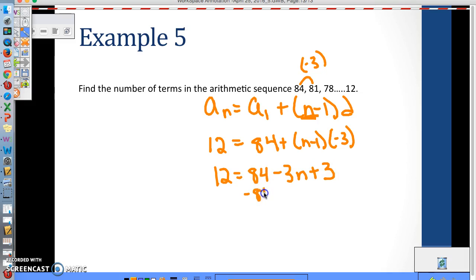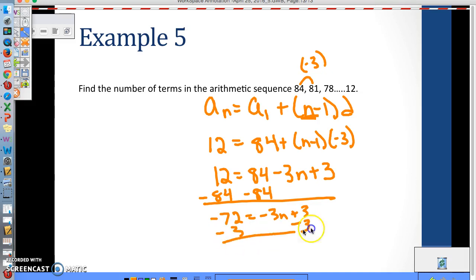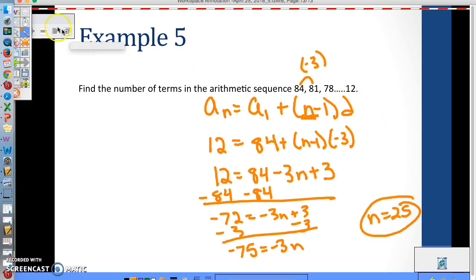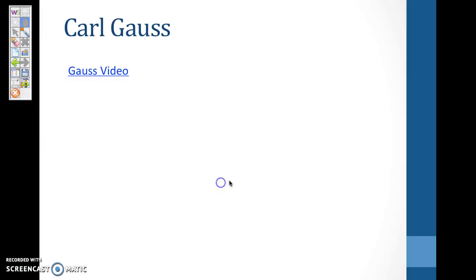So let's see, minus 84. So negative 72 equals negative 3n plus 3. Negative 75 equals negative 3n. So there must be 25 terms because our 25th term would give us 12. I'm going to pause this and then you can start part 2.